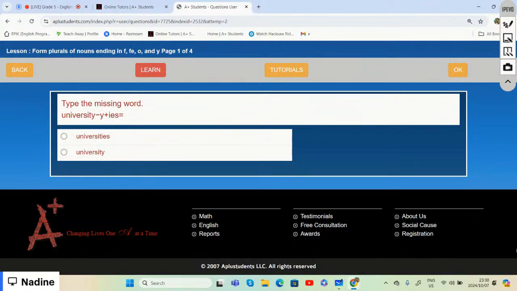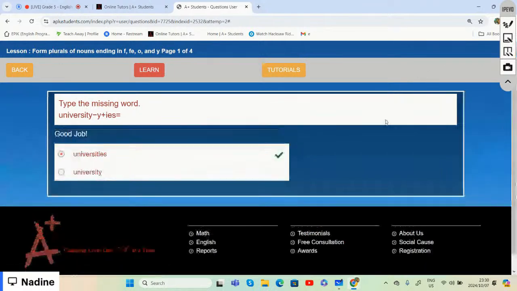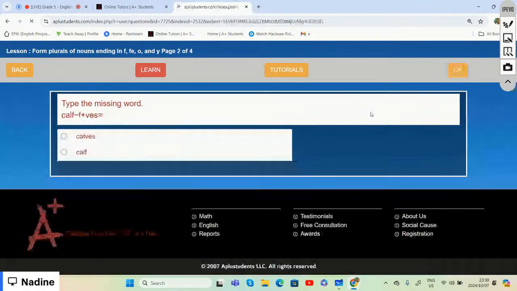All right, yes. And if we want to type the missing word, we choose option one. Option one shows the plural form of university. One university, more than one universities. Well done. Option one is correct.